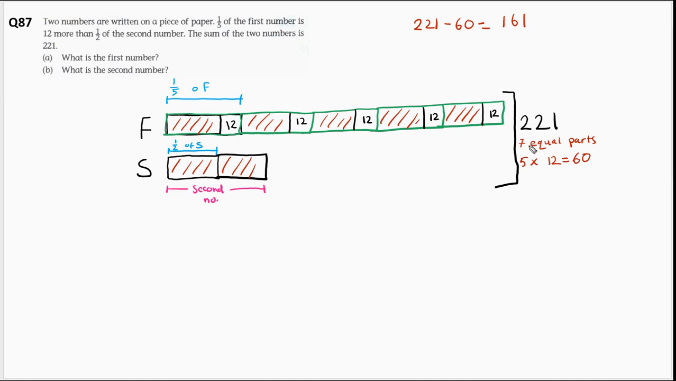161. So the 7 equal parts together equal 161. So if we divide 161 by 7, we're going to get the value of each part. And 161 divided by 7 is 23. Okay, so each part or unit, or however you want to call it, which I can put in if I want to. So we can put in 23.